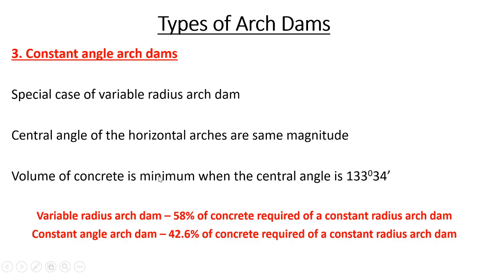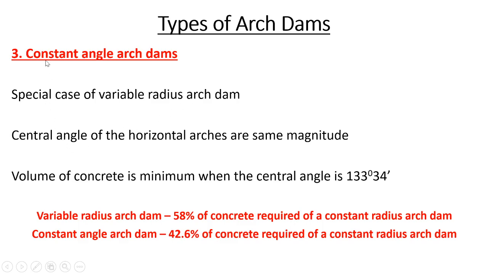And the third type of arch dam is called constant angle arch dam. This is a typical or special case of variable radius arch dam. From the previous session, you know that for a variable radius arch dam, the radius to the outer side and inner side, that is extrados and intrados, is actually varying.